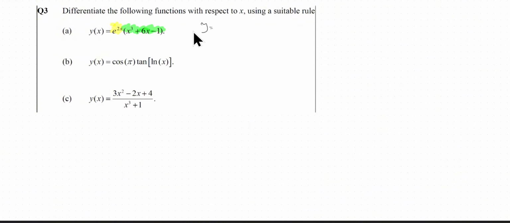y equals part A, e to the 2x multiplied by x cubed plus 6x minus 1, with this part to be our u and this part to be our v. So for a multiplication or product between u and v, you can use the product rule for differentiation. In this case, y prime will be equal to u prime v plus v prime u.